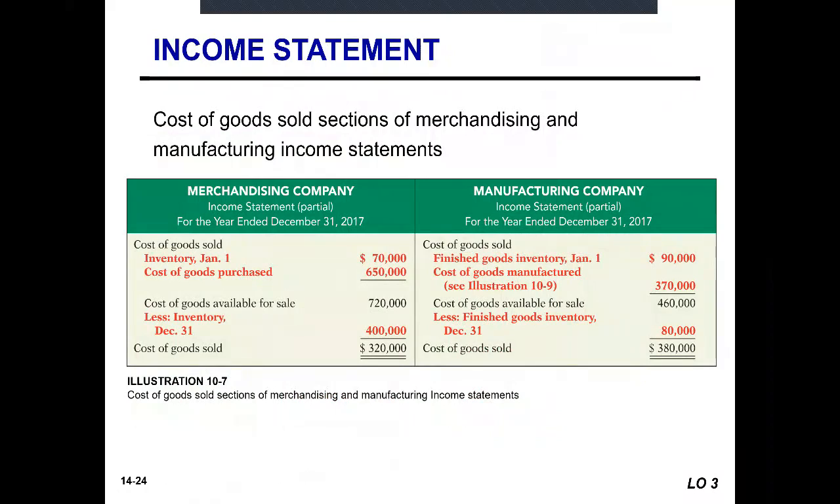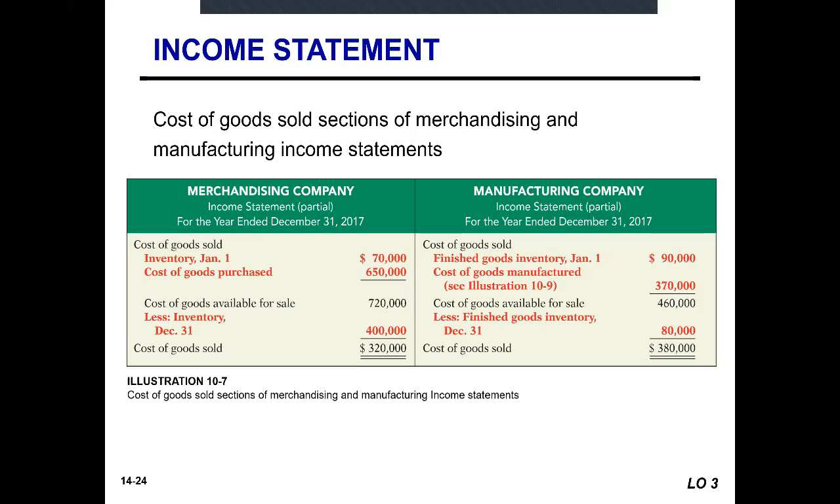So this is just showing you what it looks like in a statement between the two, a manufacturing company and a merchandising company. So in merchandising, this is where we're buying the product already made. What I want to do is calculate my cost of goods sold here. So I know I have inventory at the beginning of the period, okay? I purchased more, this is what it cost me, okay? So this is what I have sitting on my shelf. Okay, $720,000 worth of inventory.